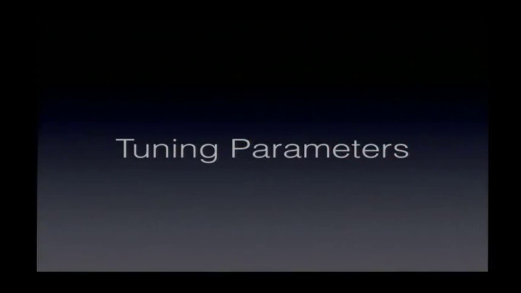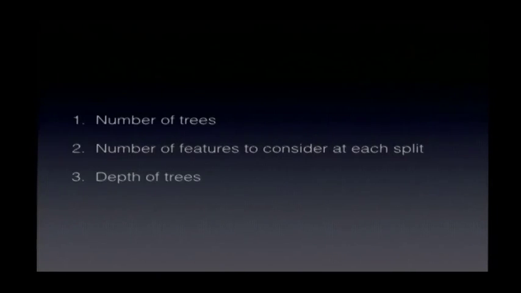Okay, so I mentioned earlier the tuning parameters. What are the tuning parameters if we're building a random forest? Well, there's three, but really it's only the first two that get a lot of action. Basically, the number of trees, the number of features to consider at each split, and the depth of the tree. So let's look at those in detail.